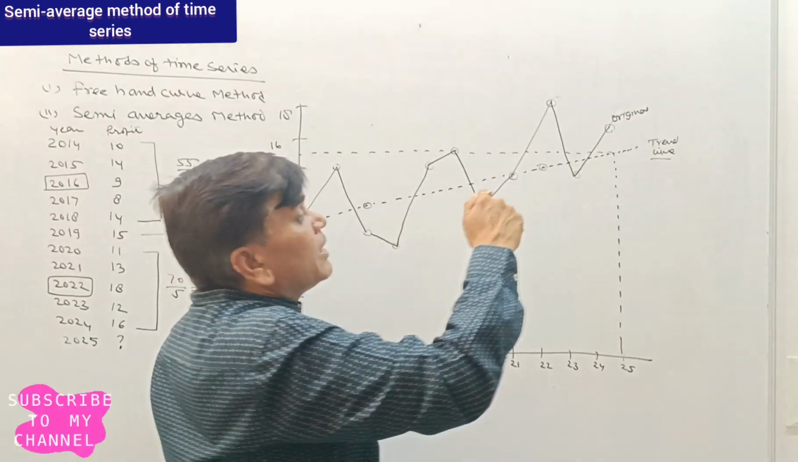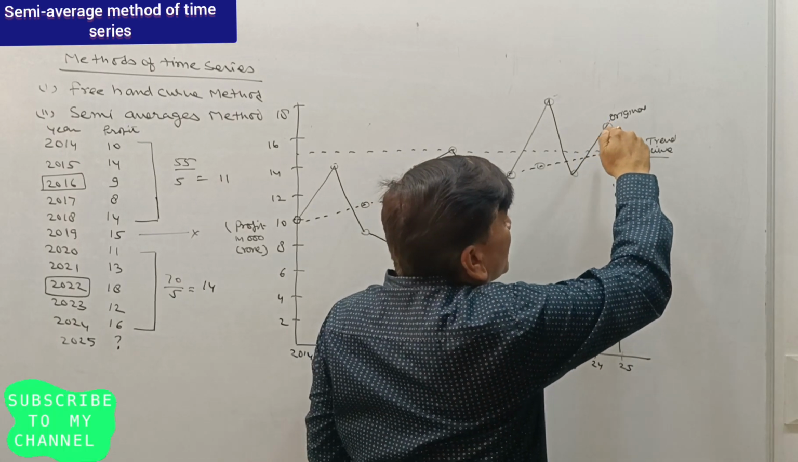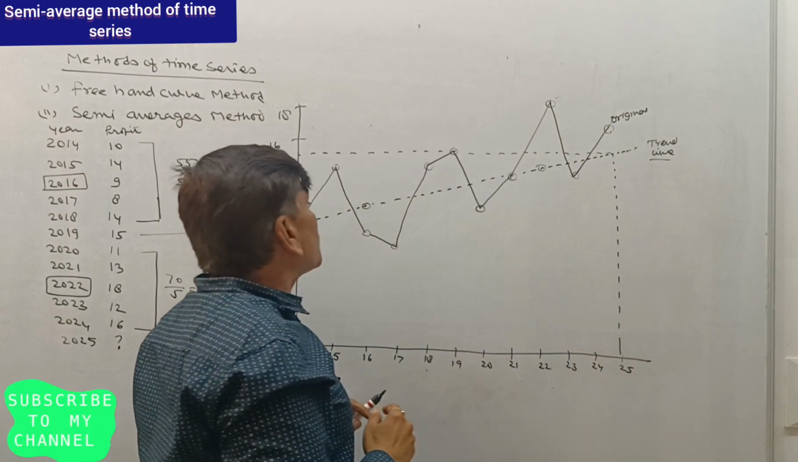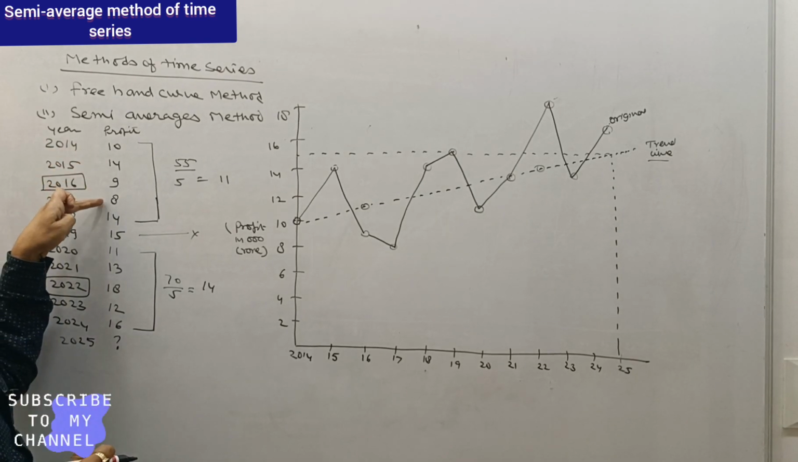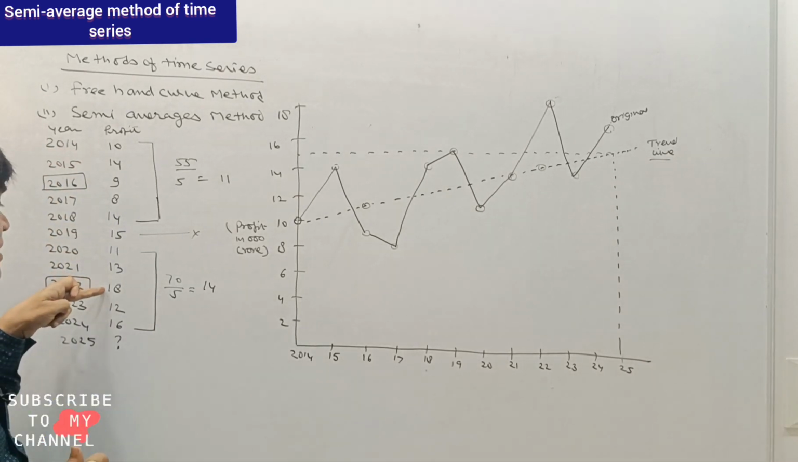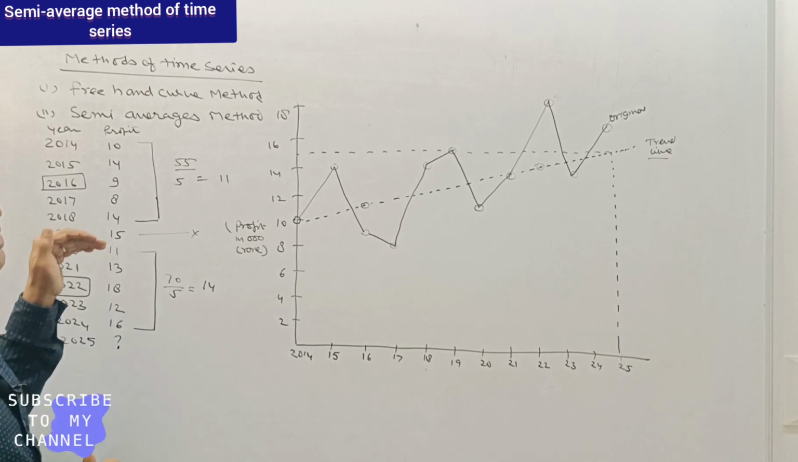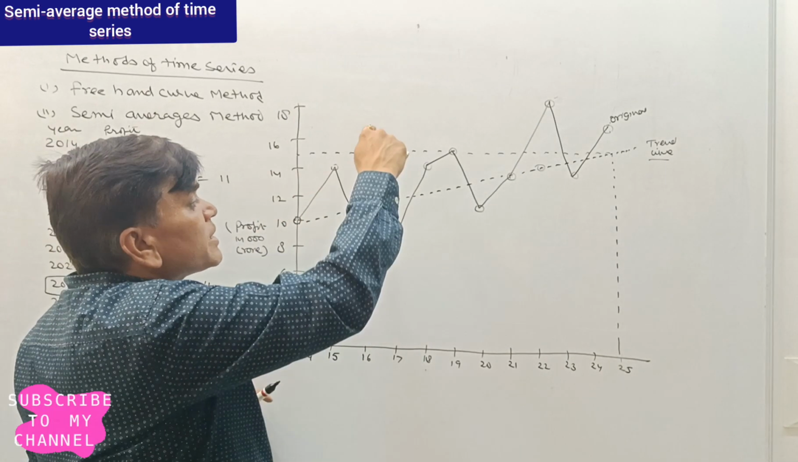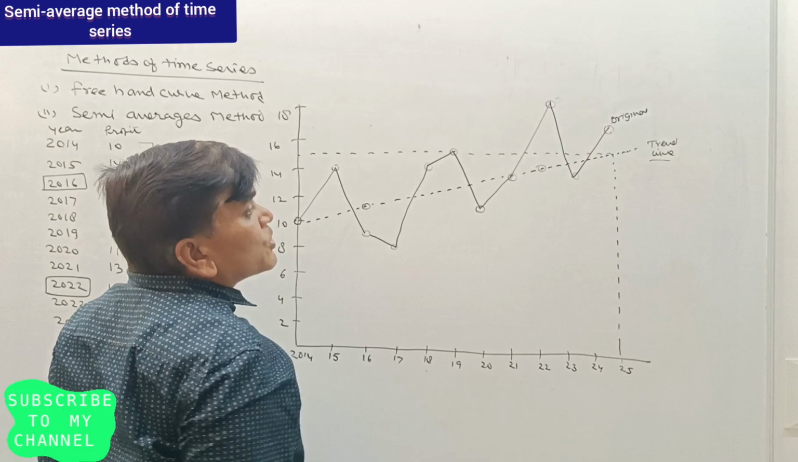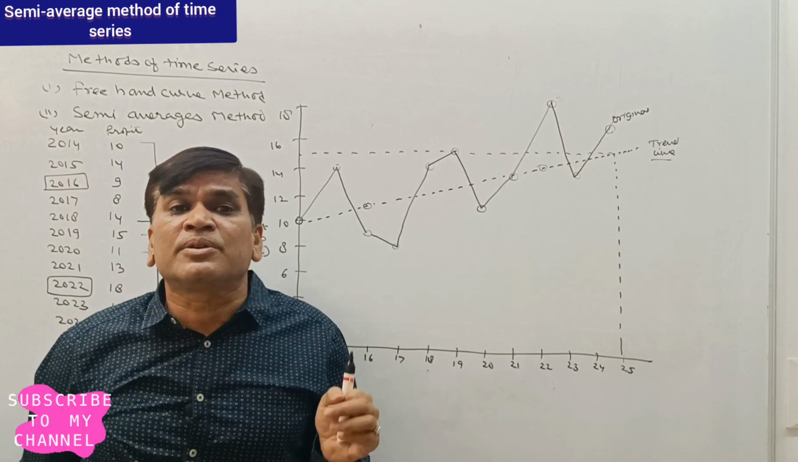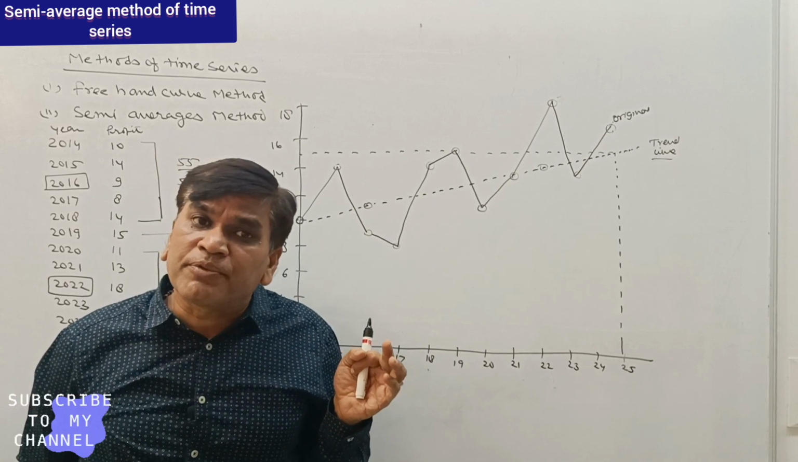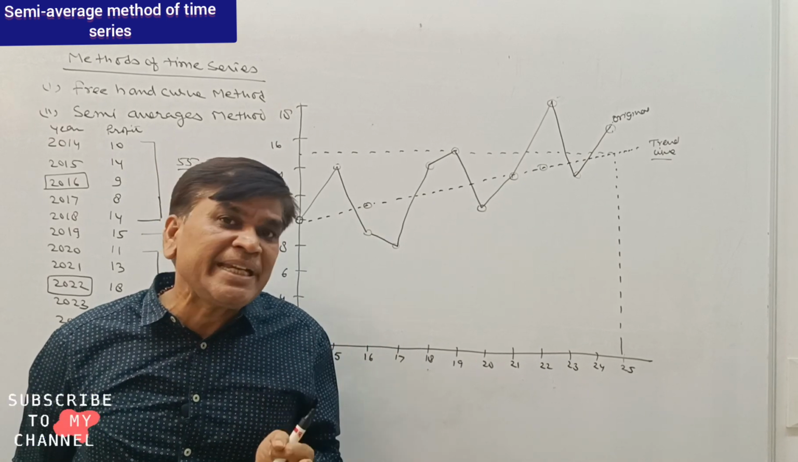If we forecast on the original, there is so much difference. Sometimes it is increasing to 14, sometimes decreasing to 8, sometimes increasing to 18, sometimes decreasing to 11. So there is a lot of oscillation in the data. So as far as forecasting is concerned, we never forecast on the original data. We forecast on the trend data.